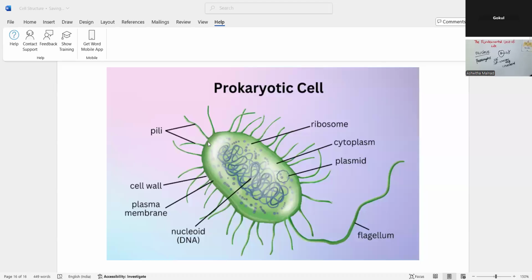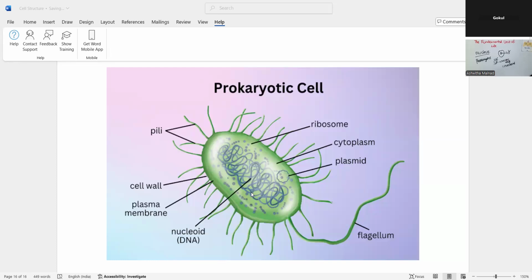See, this is how a prokaryotic cell looks like. You don't have a nuclear membrane, but you find the nucleoid in the form of DNA structure directly here. You have a cell wall, you have a plasma membrane, you have pili, you have ribosome, you have cytoplasm, you have plasmid, you have flagellum, but you don't have a nuclear membrane. So, organisms whose cells lack the nuclear membrane, we call it as prokaryotes.